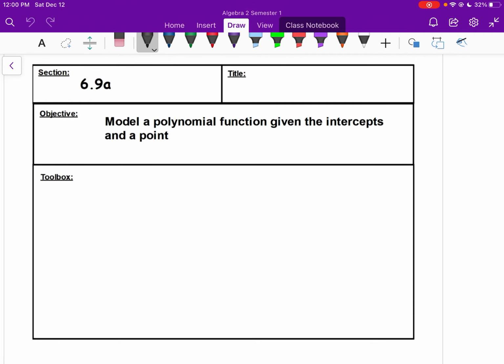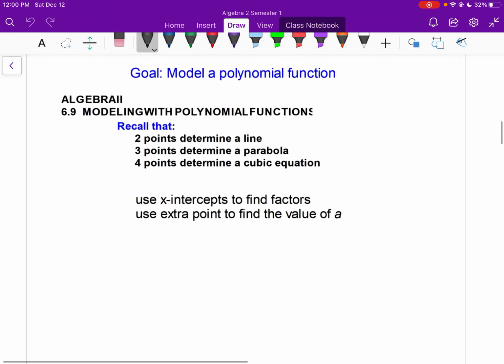6.9a. For this lesson, we're going to model polynomial functions given intercepts and a point. So we have done this with lines and parabolas up to this point, but now let's go beyond that. When it comes to modeling, for a line you need 2 points. A line is degree 1, so you need one extra point. So degree 1 needs 2 points. Parabola, which is degree 2, we need 3 points. To do a cubic, you're going to need 4 points.